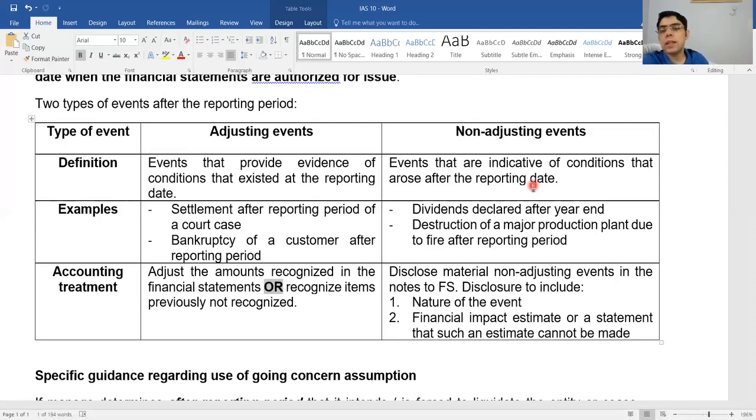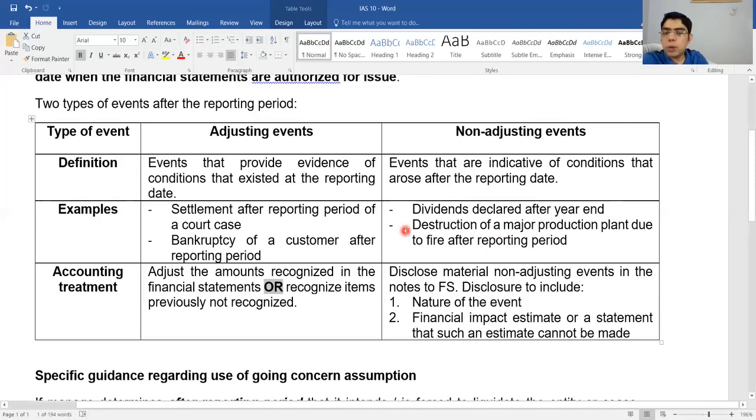They're completely independent. For example, dividends declared after year end. If a company has declared some dividend post year end, that is an example of a non-adjusting event, because that's an event which happened altogether after the year end. If a company had declared a dividend before the year end, then obviously the company would have to recognize the liability for that. But because the dividend has been declared after year end, it will be treated as a non-adjusting event.